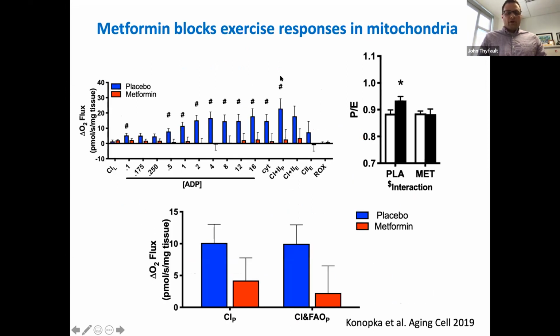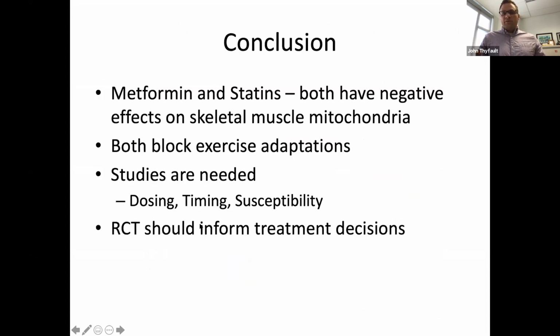They also took muscle biopsies and measured respiration in the mitochondria of the permeabilized fibers. And you can see that metformin reduced all the improvements in exercise-induced respiration. I'm not going to show it, but they also showed that metformin blunted the ability of exercise to improve insulin sensitivity.